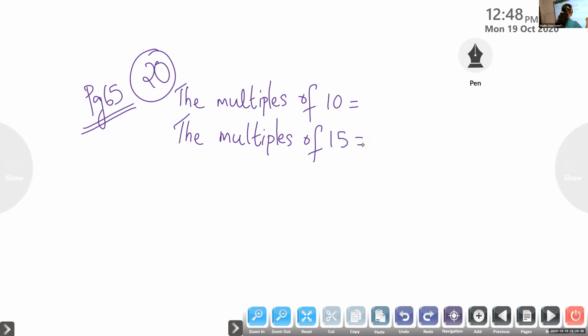Isha, please unmute and tell me the multiples of 10. Multiples of 10. 10 into 1 is 10. 20, 30, 40, 50, 60, etc. Okay. Yes. What about 15?